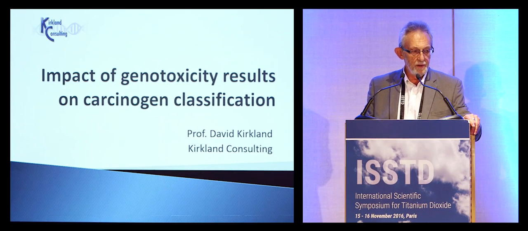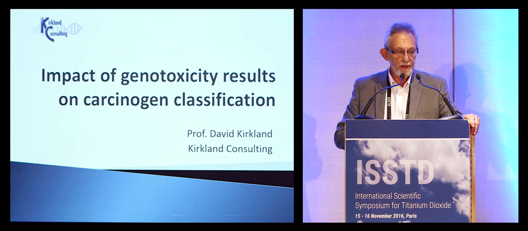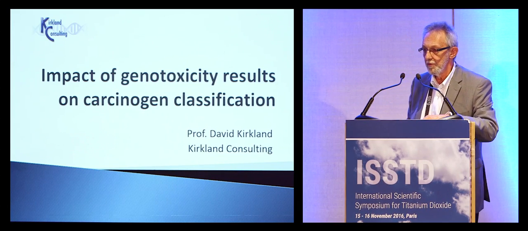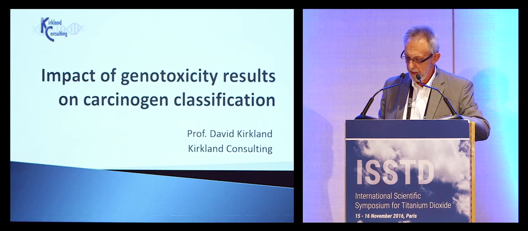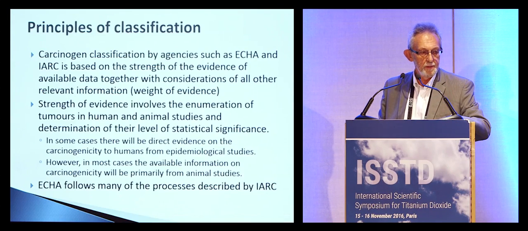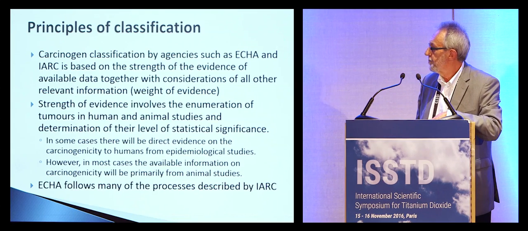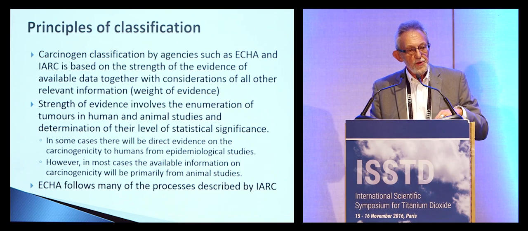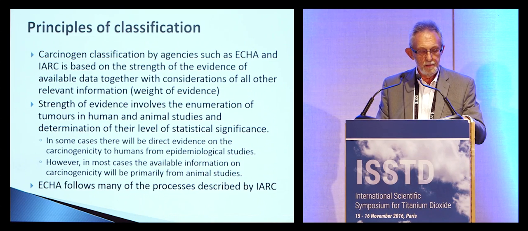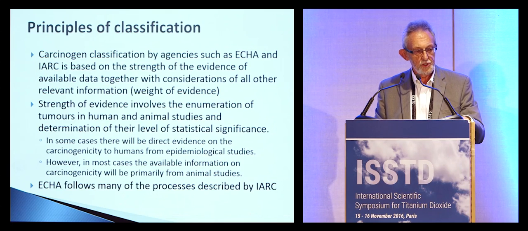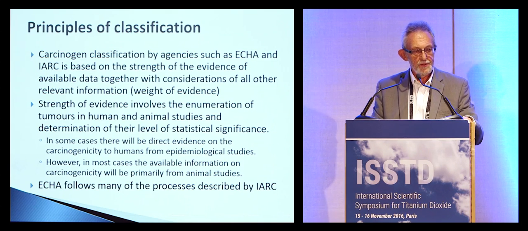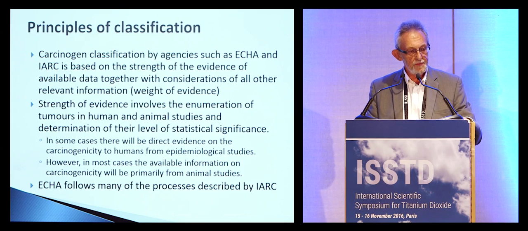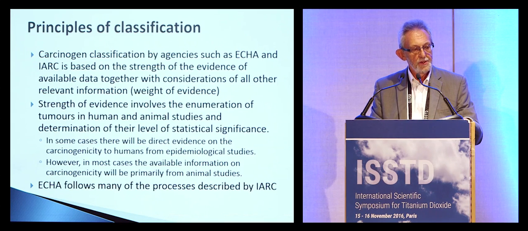So to begin with, my interpretation of what the documents on the various websites say. One important thing to note is that both ECHA and IARC base carcinogen classification on two key parameters: the strength of the evidence of the available data, together with considerations of all other relevant information, which is the weight of evidence.